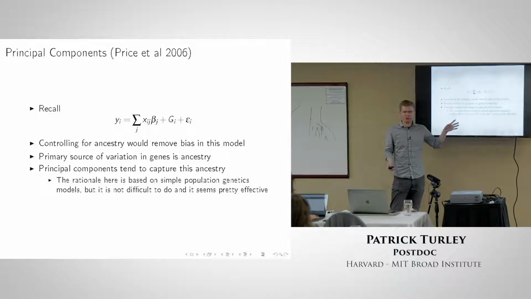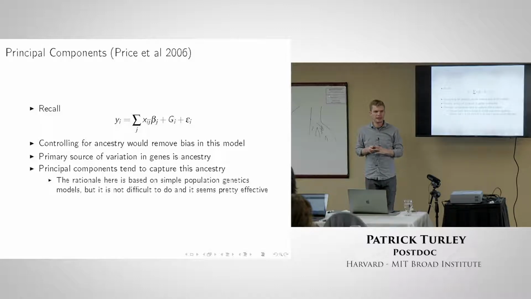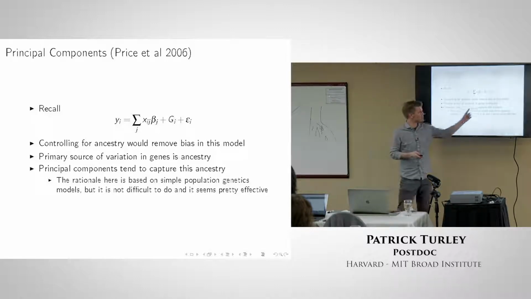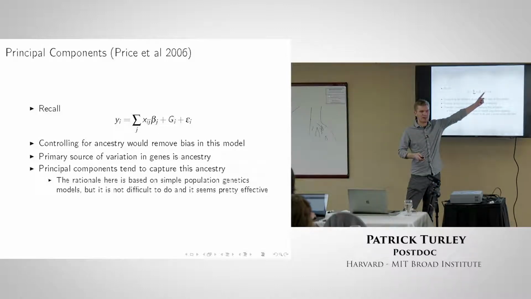There is a more careful mathematical rationale, based on simplifications of population genetic models and some random matrix theory, and we could be more rigorous about this if we wanted to. But I think that intuition is probably enough, and this tends to work very well in practice. Including PCs tends to explain enough of the variation in G that it removes a lot of the bias.